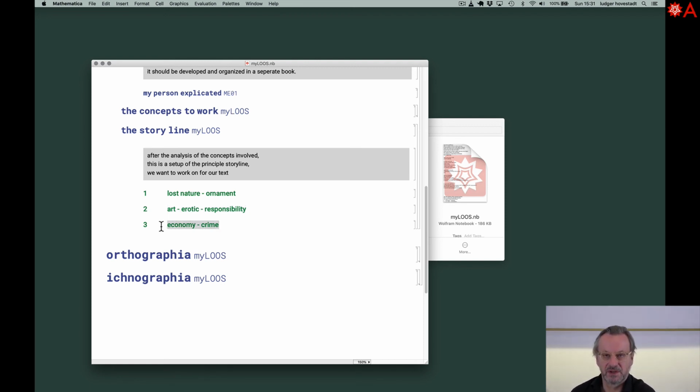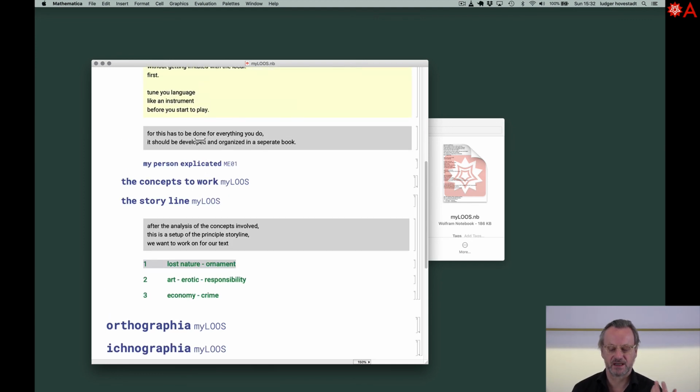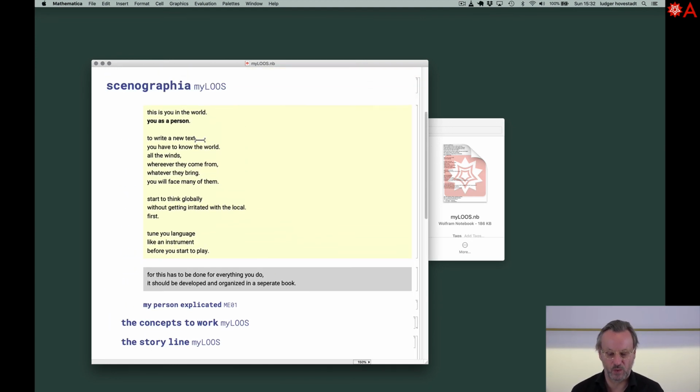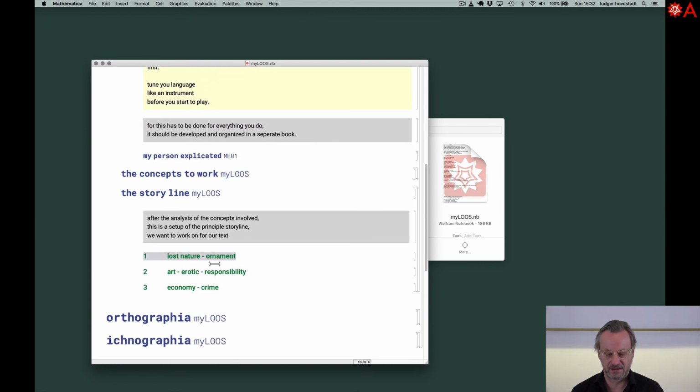And then we want to talk about crime, economy and crime. So this is the opposing part. So this is what we want to establish. These are our opponents in this situation. So this is what I would say might be interesting to write about and talk with Los about. So this is my storyline. This is my agenda. This is the motivation why I am doing that in a few concepts.